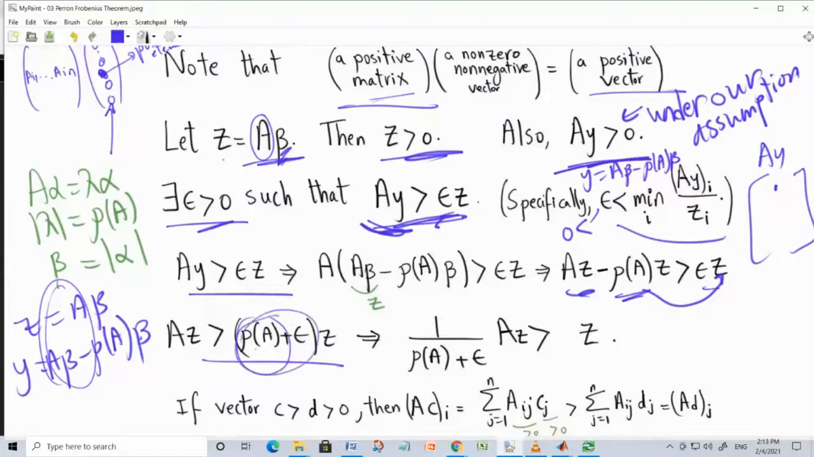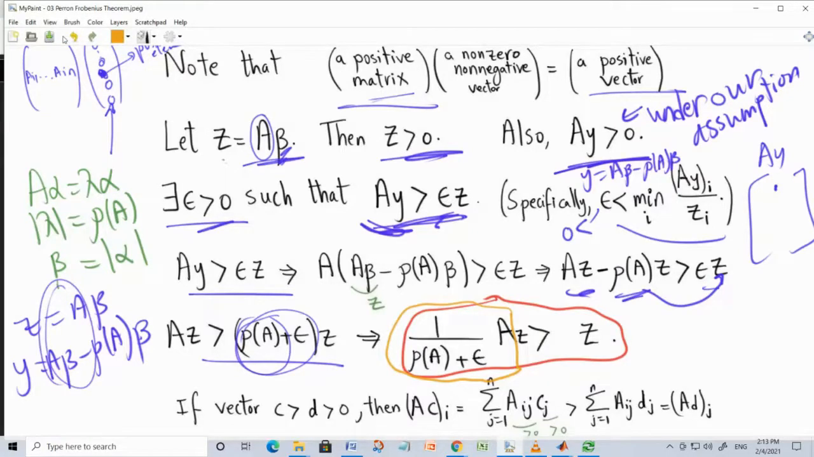Okay, and then this is a strictly positive quantity. You can divide both sides by it, and then you have this inequality. Okay, so now we have the inequality in terms of this strictly positive vector z. It tells you that we have a matrix. So what is our matrix here? It's matrix A scaled by 1 over rho of A plus epsilon.